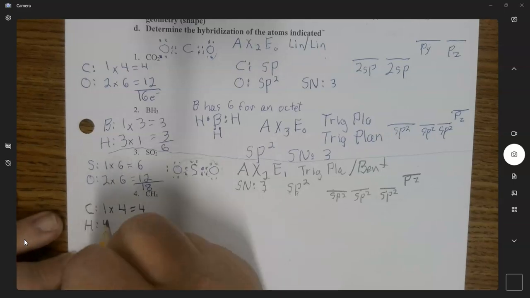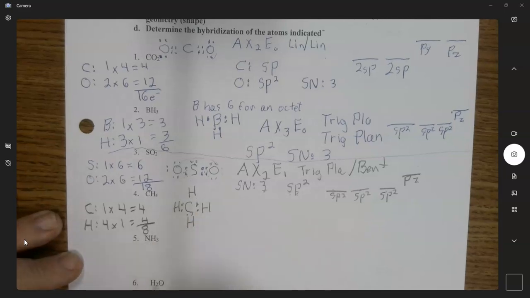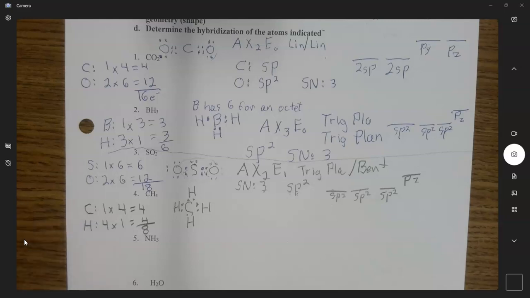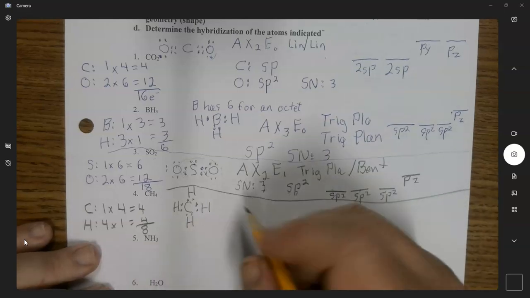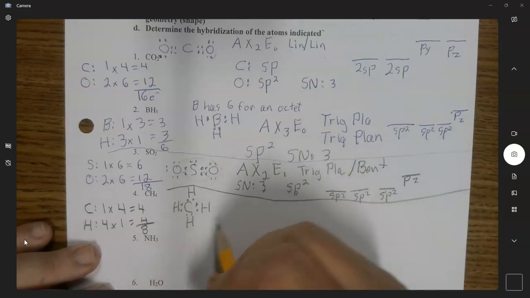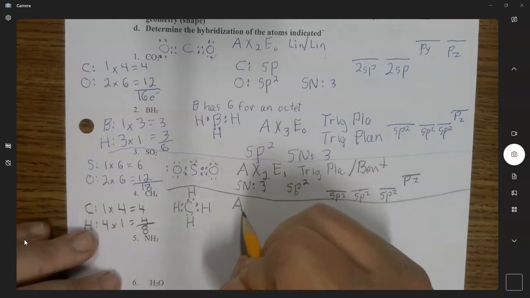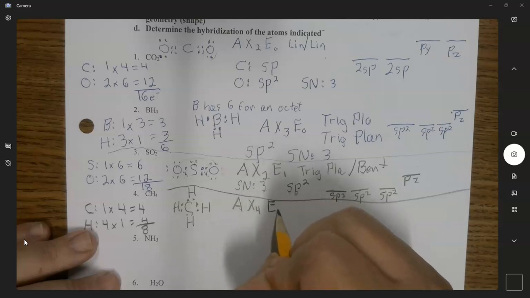CH4. Okay, they used all 8 electrons. Everybody has an octet. Forgot that one. Let's put that in. Everybody has an octet. Carbon has 8. Hydrogen has 2. That's all it can take. Okay, so that's going to be for carbon. It's got 1, 2, 3, 4. So the AX notation is 4 bonding and no lone pairs.